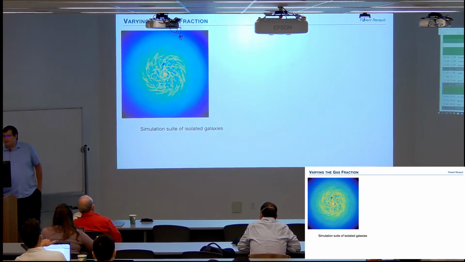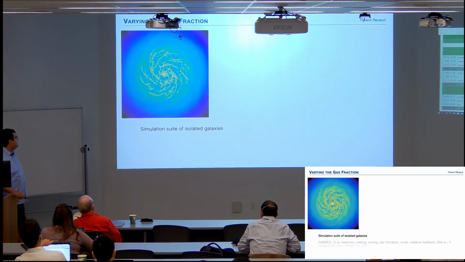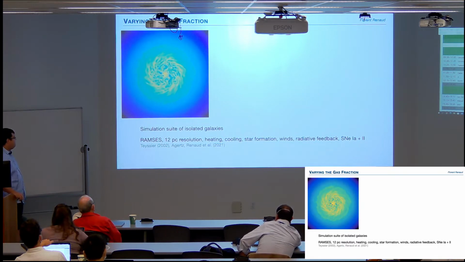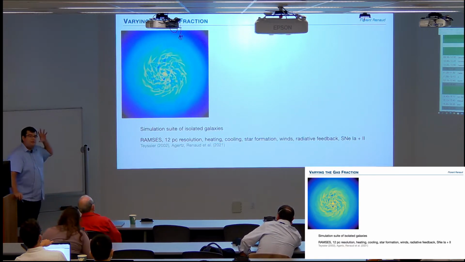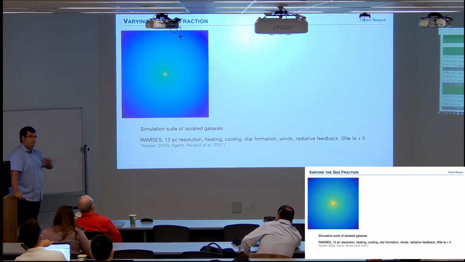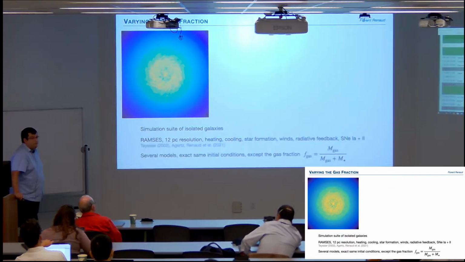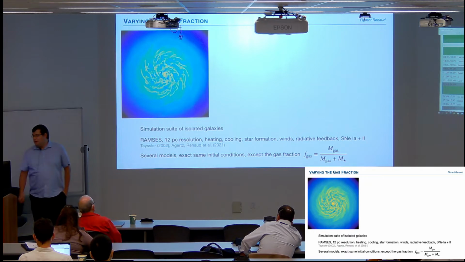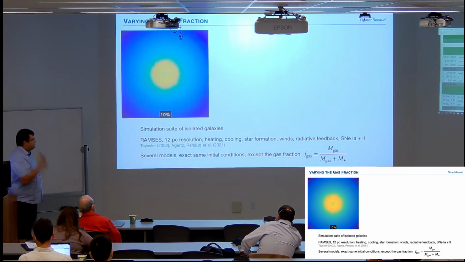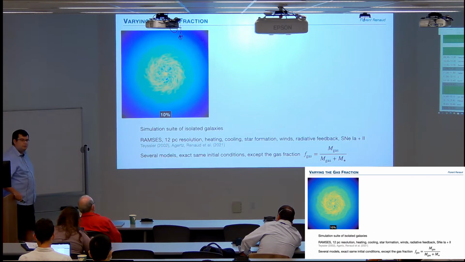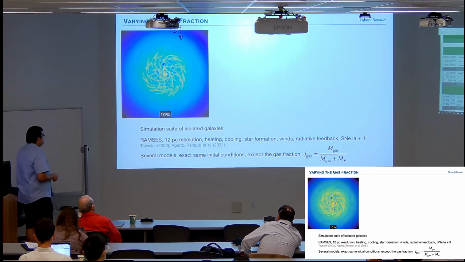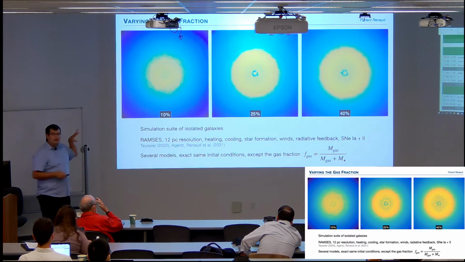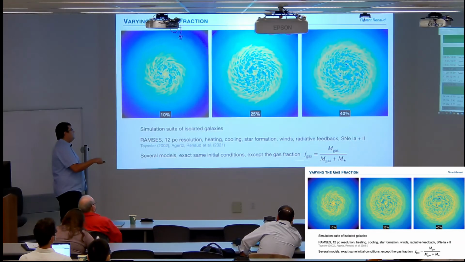We ran a suite of 18 simulations of isolated galaxies. I spare you the technical details, they are here if you want to know a bit more. And we ran all the simulations keeping everything constant, all initial conditions being the same except the gas fraction. So we vary the ratio between the mass of gas and the total baryonic mass. The one you're looking at here is 10% gas fraction, so representative of local universe galaxies. But we also did 25% and 40%. So again, only one variation, the gas fraction.